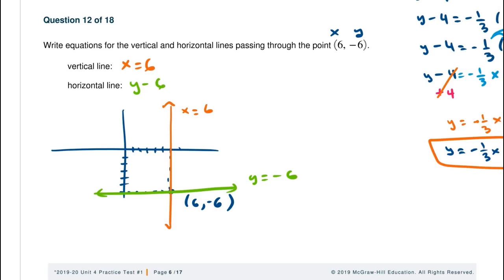That's it. If you're not sure about this one, if you don't know which one is horizontal and which one is vertical, write it down on a flashcard.